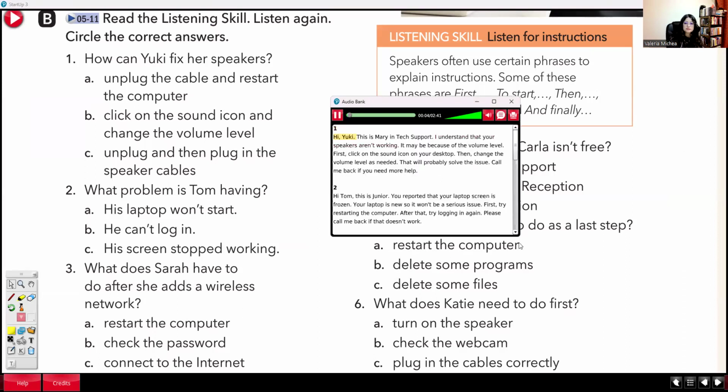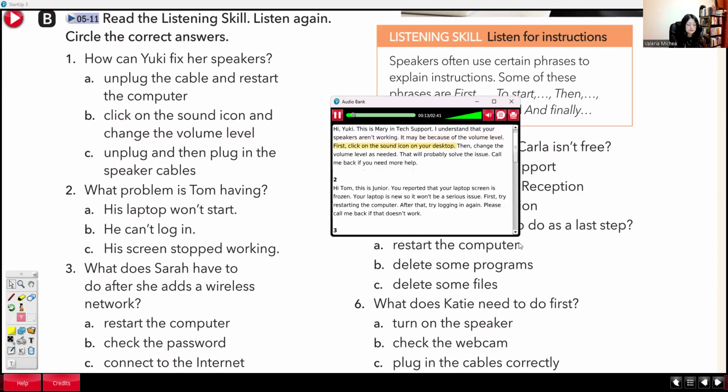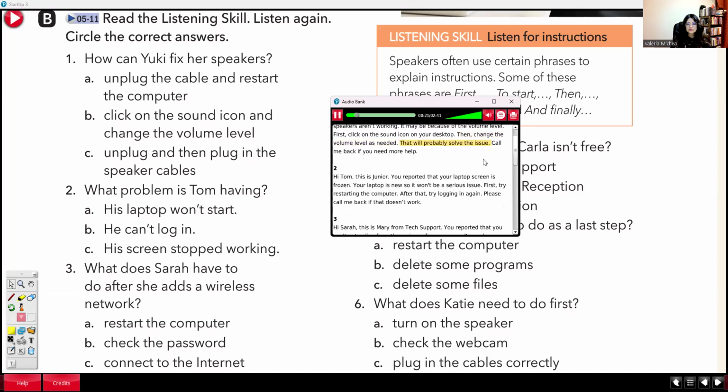Hi, Yuki. This is Mary in tech support. I understand that your speakers aren't working. It may be because of the volume level. First, click on the sound icon on your desktop. Then, change the volume level as needed. That will probably solve the issue. Call me back if you need more help.